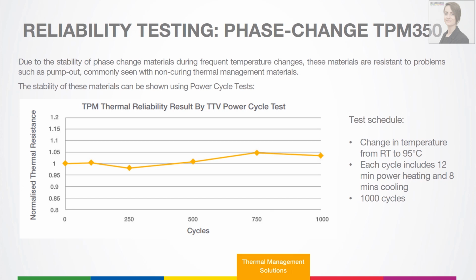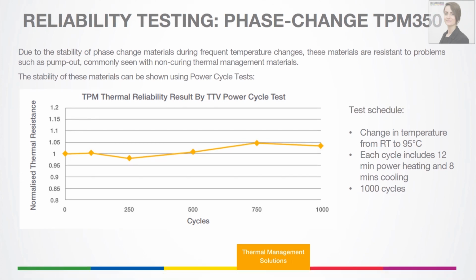This graph shows you normalised thermal resistance. So 1 is the stable line of what it was like when it started. And you're getting a change of only up to 1.05 over the whole 1,000 cycles. So it's very minimal change in thermal resistance over this test. That shows the true stability of these phase change materials.